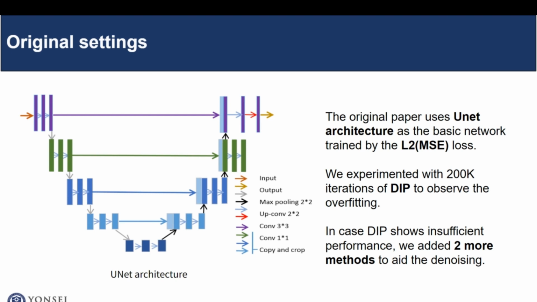The original paper uses the UNet architecture trained with the L2 or MSE mean square error loss. We experimented with 200K iterations of DIP while following these settings. Moreover, as DIP is expected to show insufficient performance due to its difference from natural images, we added two more methods in hopes that they would aid denoising.